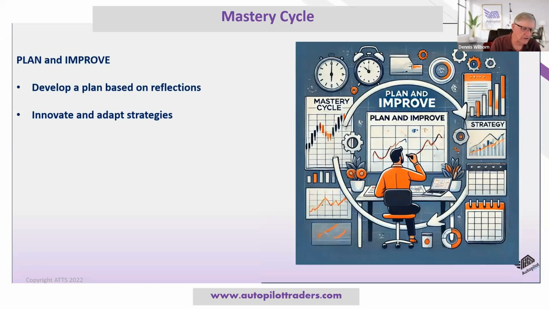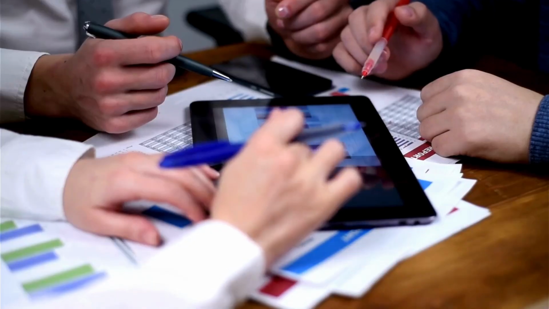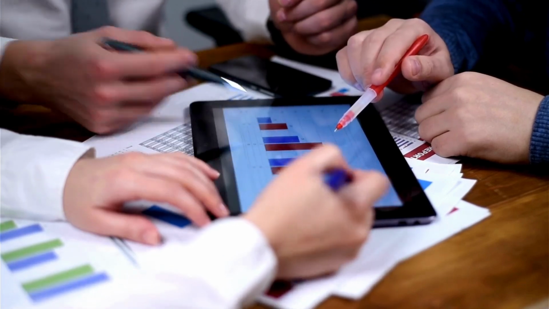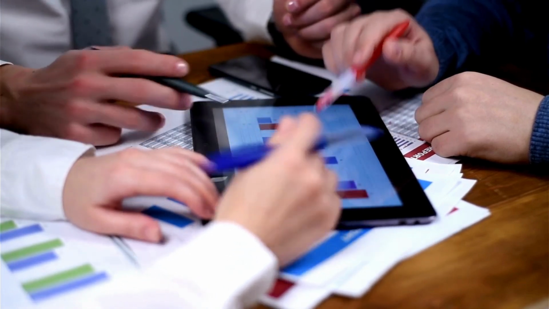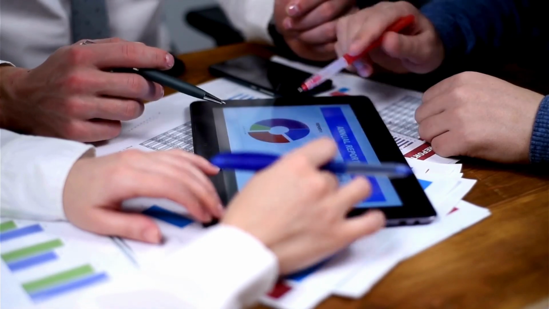Because some people could mistake that to mean, well, you just throw everything out and start over again. No, no, no. If you have a back-tested system that has a proven edge, the innovate and adapt strategy is about what little adjustments do I need to make to make it work better?